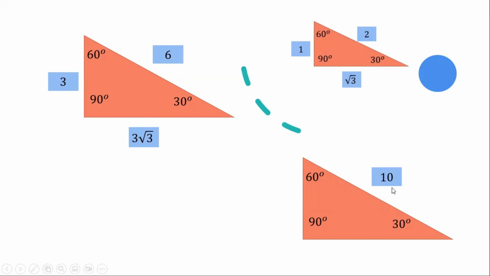So since our hypotenuse is 10, we divide it by 2 to get the opposite side. So 10 divided by 2 is 5. And then to solve for the side opposite the 60-degree angle, or adjacent to the 30-degree angle, we just multiply it by square root of 3. So we get 5 square root of 3.